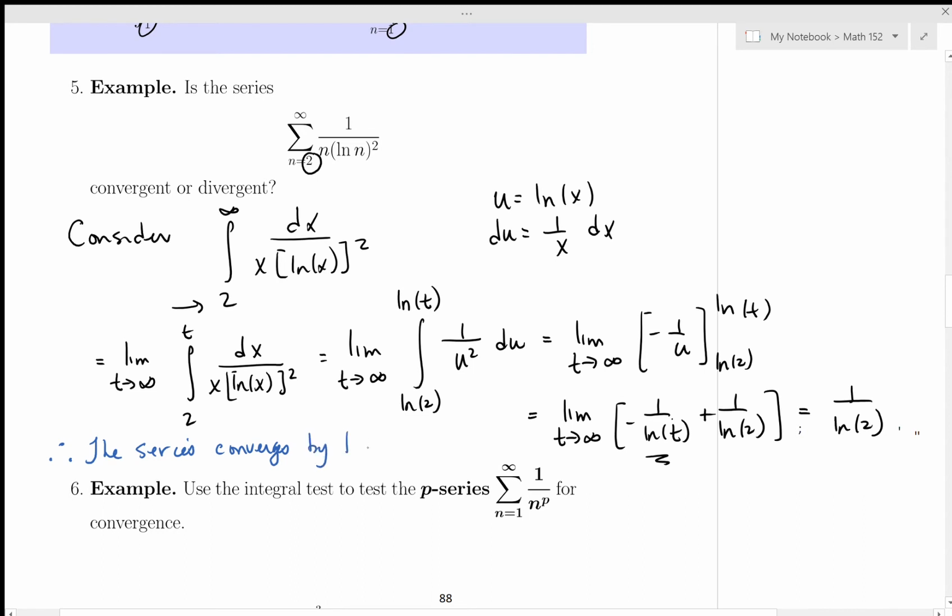by... Siri just decided to kick in with a description of what an infinite series is. It's very strange. Okay, the series converges by the integral test.